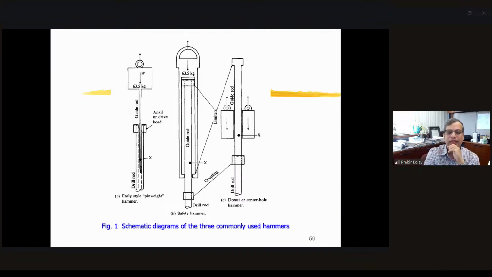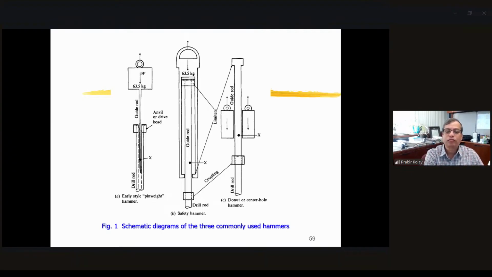So there are different types of hammer, again depending on the location. How the hammer is lifted: you can lift the hammer manually, or use a crane and just drop it, or use some machine or pneumatic tools to lift it up and then drop it. So depending on the type, a lot of corrections are required for the SPT N value.